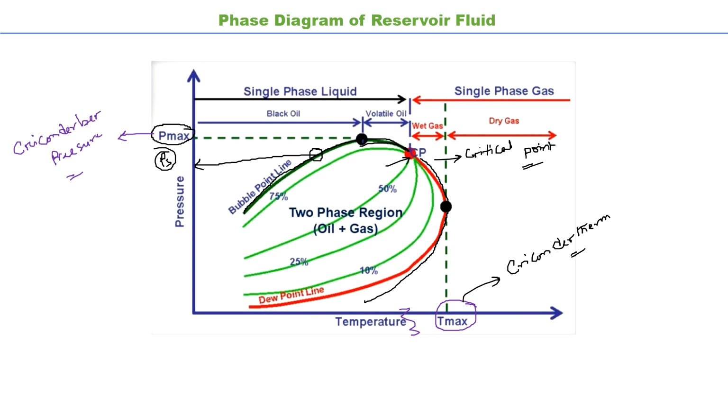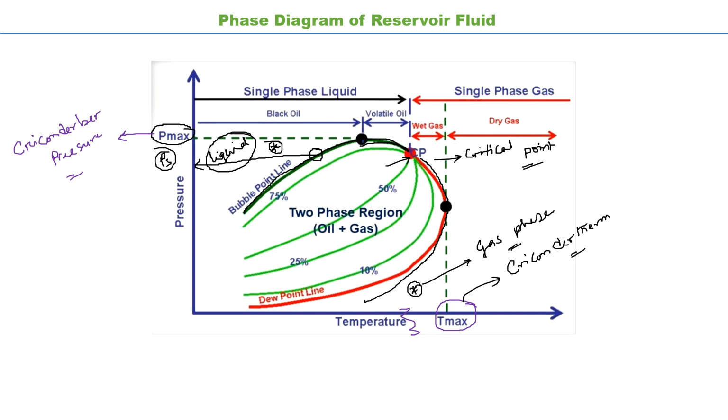Now another thing we should mention: beyond the bubble point line, suppose a point is considered here. At this point only the liquid is present. So above the bubble point curve, only one phase, the liquid phase, is present. And suppose we consider one point below the dew point line, that is this one, only the gas phase will be present.